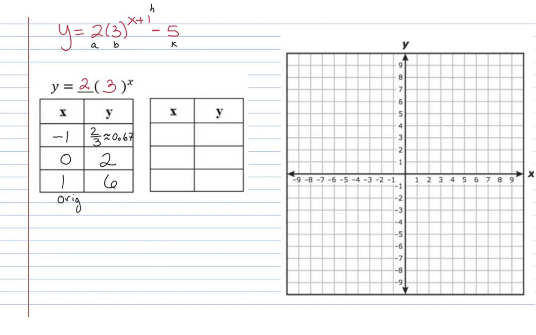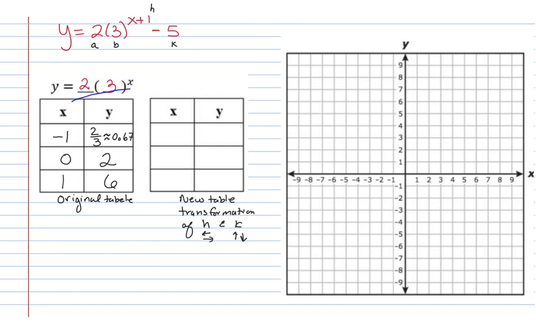Original table. This is my new table. This one has transformations of H and K. And again, H goes left and right, K goes up or down. Okay, so now what we're going to do is we're going to transform these values.